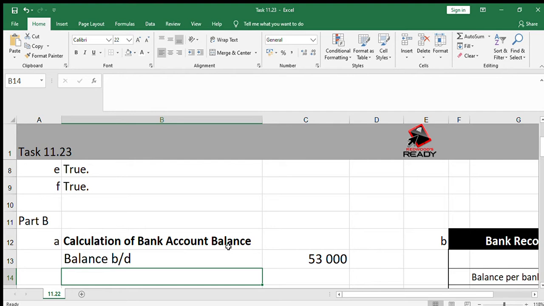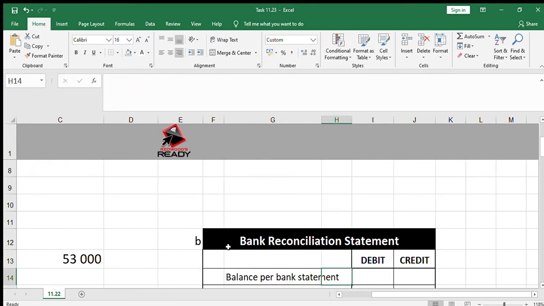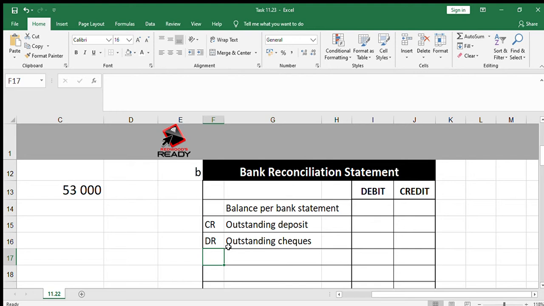And in the next bit of information, the balance according to the bank statement on 30th September is 11,800 favorable. Favorable in our books means a debit balance, but in the bank's books it means a credit balance. So 11,800 in the credit column, balance per bank statement. Remember, you can fill in our details here: credit outstanding deposit and debit outstanding checks.